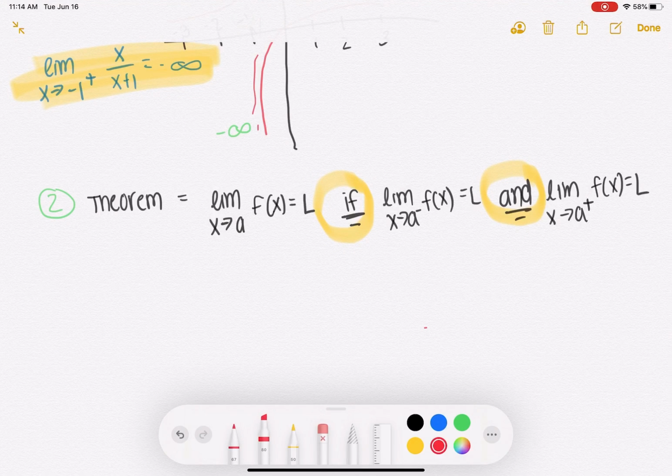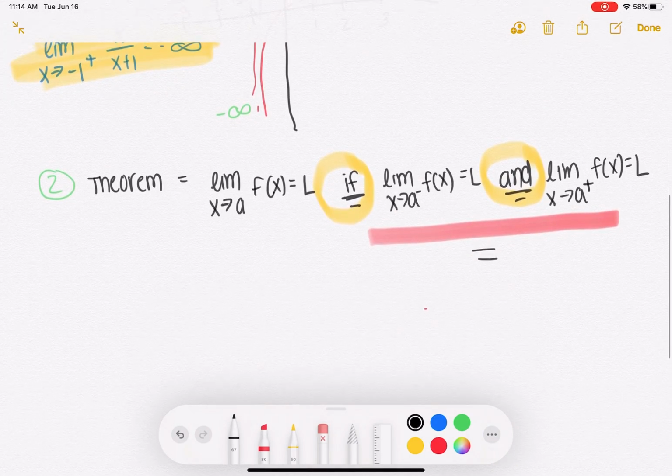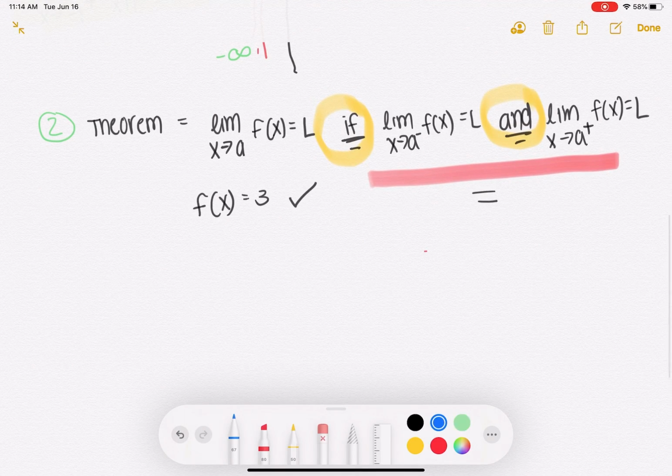So basically what it's saying, if these two limits are actually equal to the same value, so in which case we have the left-hand limit being equal to 3 and the right-hand limit being equal to 3, then that means that the limit of f of x is equal to 3. So if we write out our answer to this question, that would make the answer true here.